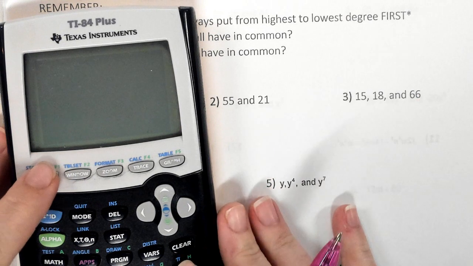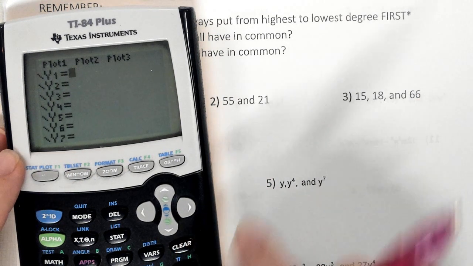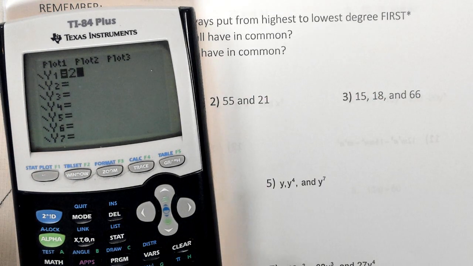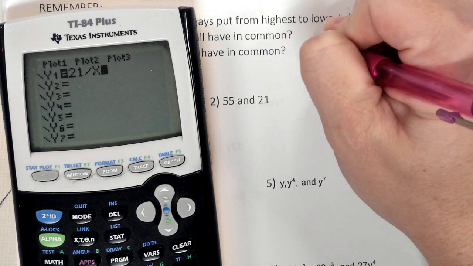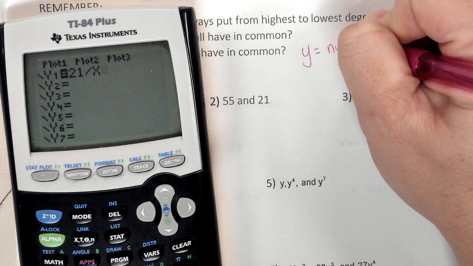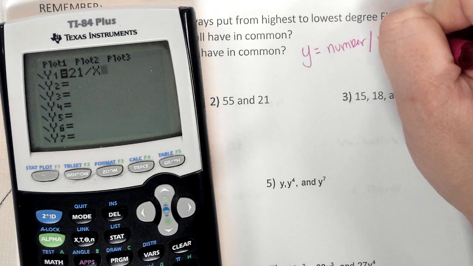21. So you can go to your y equals, and you can type your number divided by x.